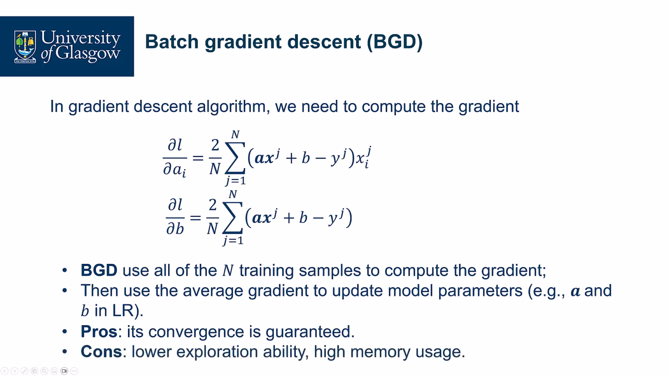But batch gradient descent has lower exploration ability, and it also has high memory usage because I need to calculate all of the gradients of the samples and save them in memory. Then we can get the average. So when this n number is large, this becomes a disadvantage.